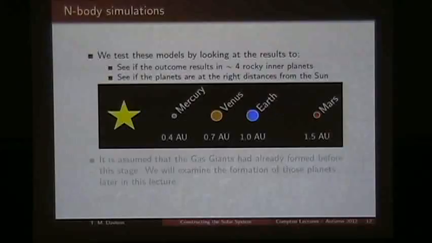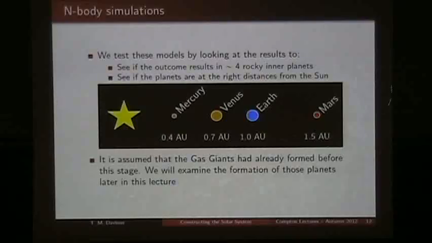And the way we test these models then is we look to see, do we have the right number of rocky inner planets? So do we have 3 to 4 rocky inner planets in the right kind of orbital distances from the star? And then we can try and determine if our input parameters into these models are correct, and if the processes that we think are forming the planets are correct.